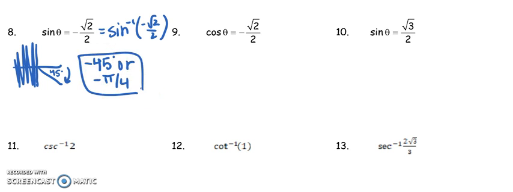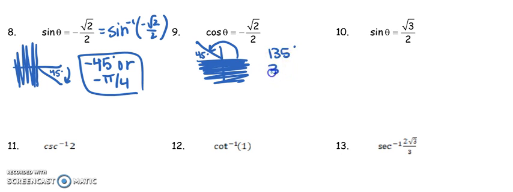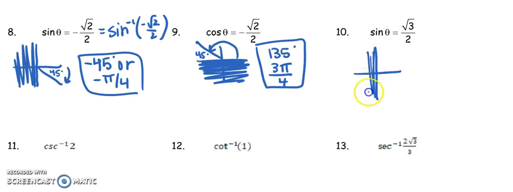Inverse cosine of negative root 2 over 2. This one's one of the most missed ones, by the way. So here's where your negative cosine goes. Cosine is root 2 over 2 at 45 degrees, but you have to calculate this angle. So if you calculate that angle, that's 135 degrees or 3 pi over 4. And that's a terrible 3, so let's make that look a little better. Boom.